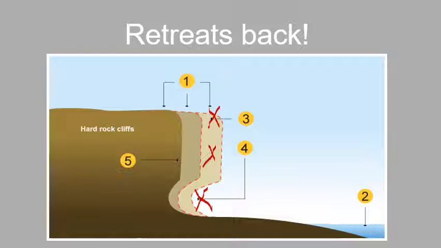Due to this portion of the cliff collapsing, and of course being carried out to sea, this resulted in the cliff having to retreat back and being found at the position as indicated by number 1. In time, the waves will continue to undercut the bottom of that cliff, causing a wave cut notch over here, and will in turn then cause the cliff to retreat even further back.